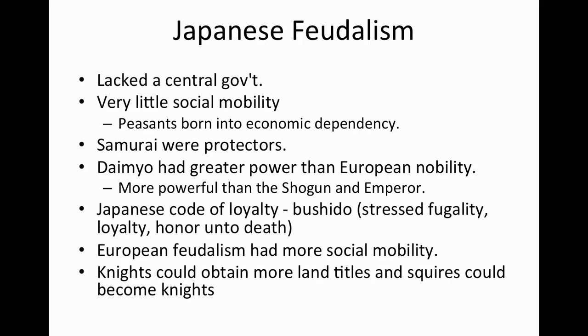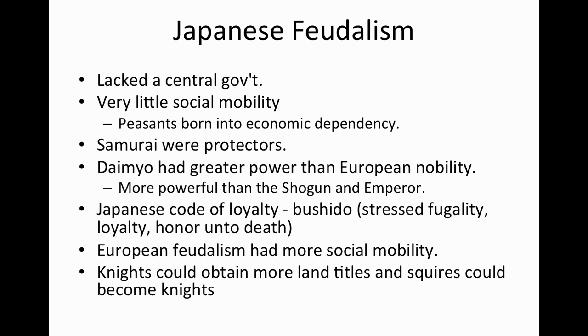But in Japan, peasants were much poorer, I would probably argue. Samurais were protectors like knights. The daimyo would be the landowner or lord or noble. They had greater power, more influence than European nobility, and that's an important change. The shogun would be the emperor, okay? Or in Europe, it would be the king.